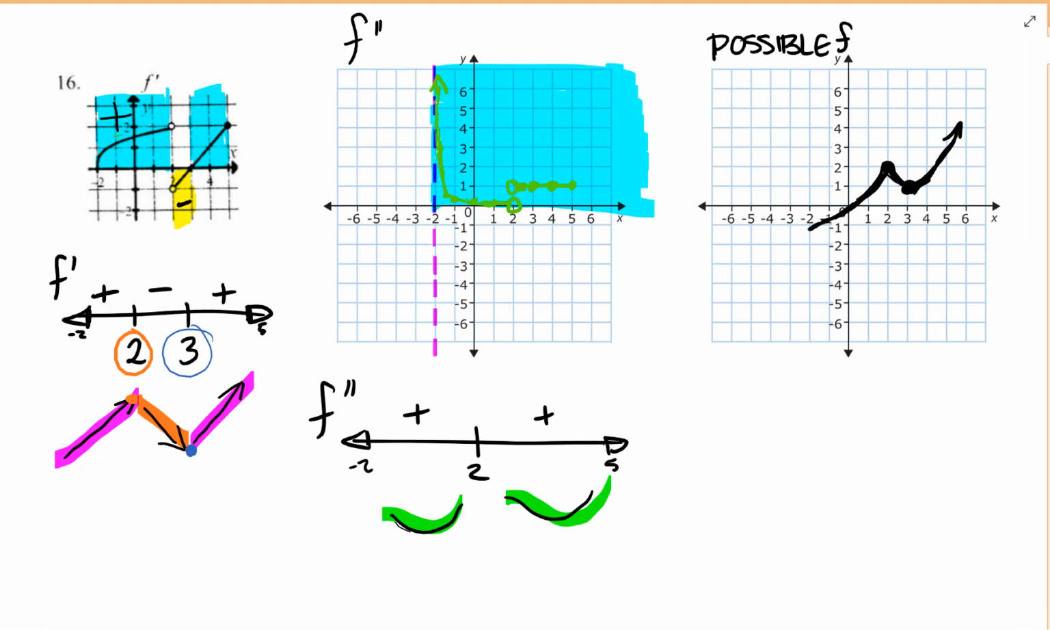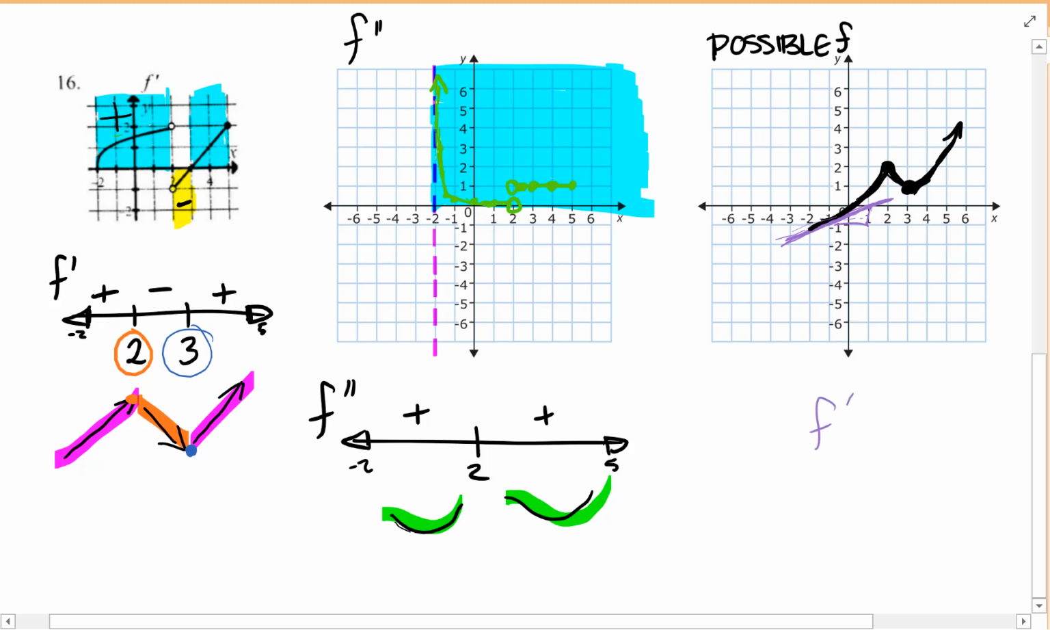Concave up and increasing from -2 to 2. I'm going to test the stretch and see if that seems accurate. What is the slope of the tangent at -1? What do I have here? A slope of 1/2. So my estimate is that f prime of -1 is 1/2.